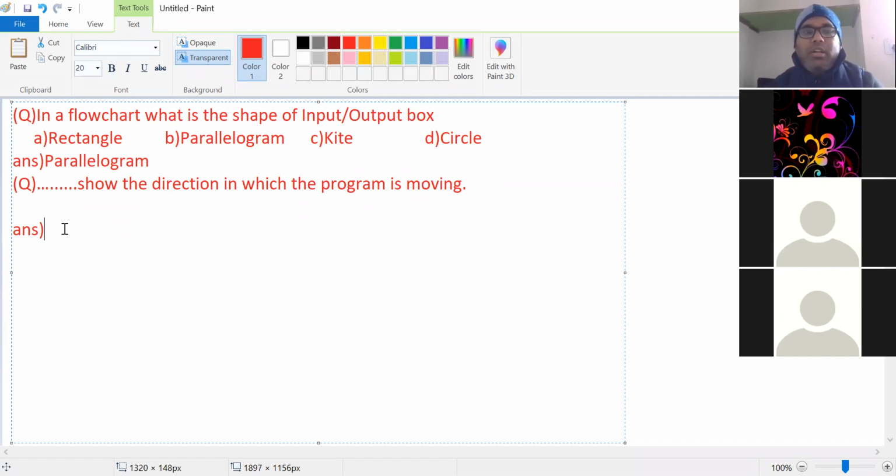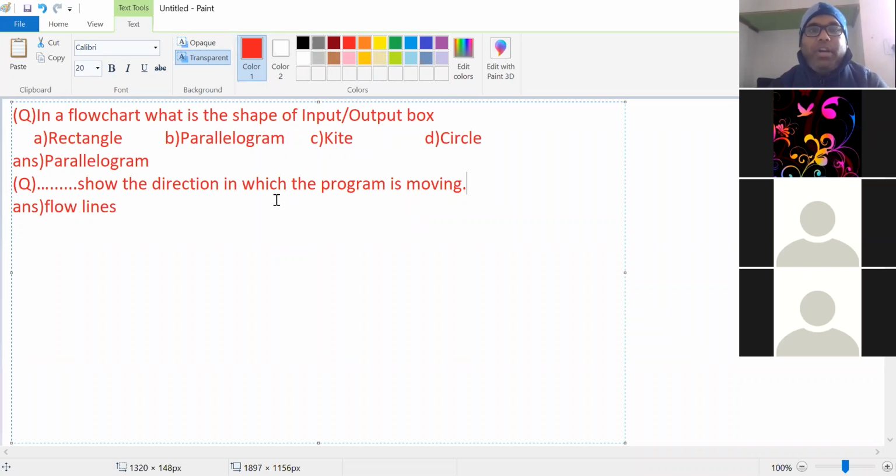Answer this question. So dash shows the direction in which the program is moving. So the answer is flow chart? Flow chart is the wrong answer. Flow lines show the direction in which the program is moving. Flow lines is the right answer.